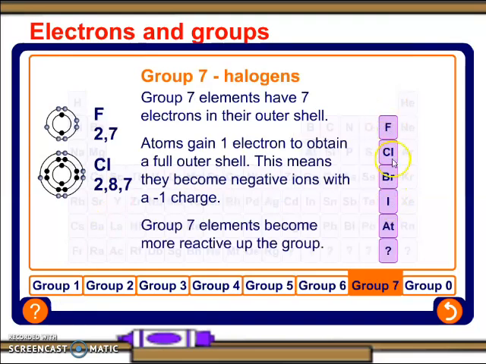Group 7 elements have 7 electrons in their outer shell. Atoms gain 1 electron to obtain a full outer shell. This means they become negative ions with a negative 1 charge. Group 7 elements become more reactive up the group.